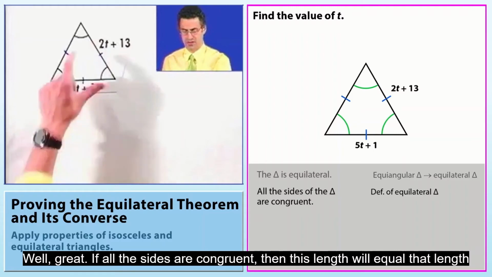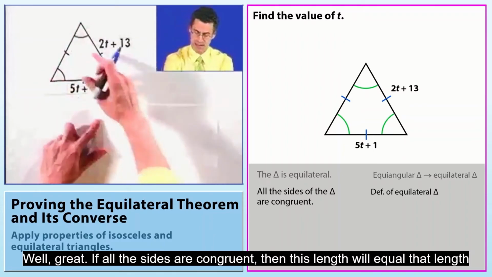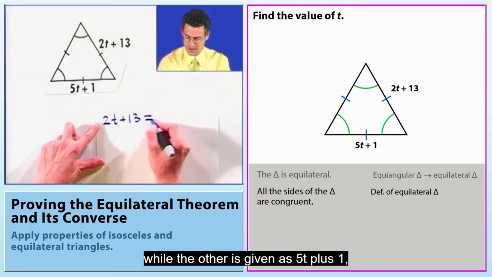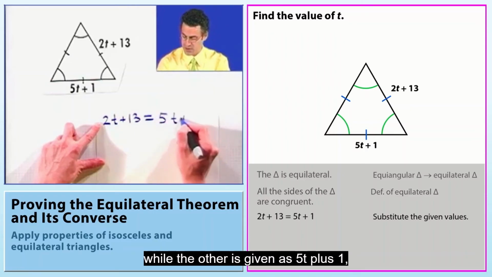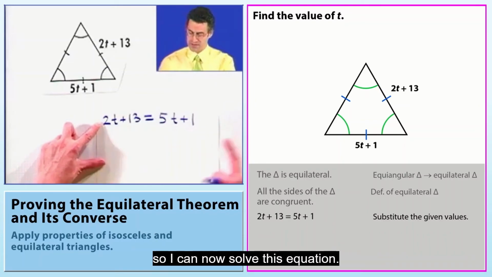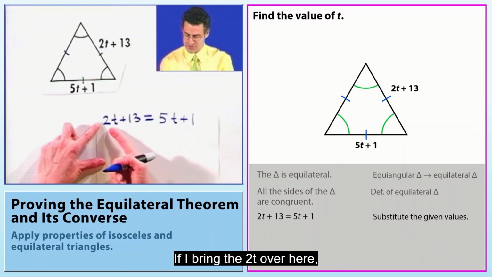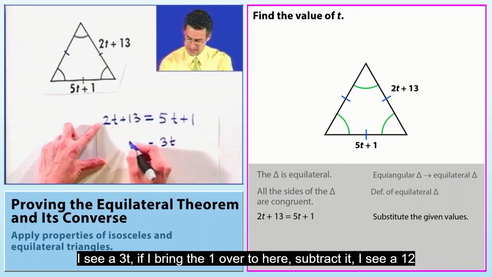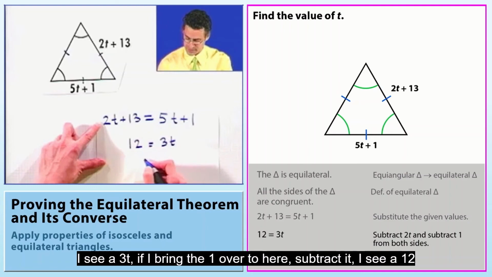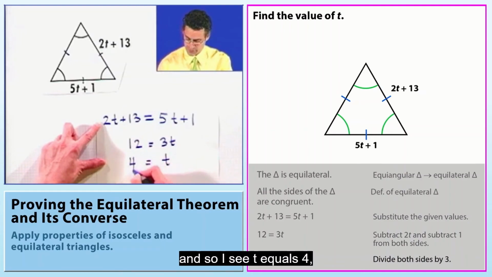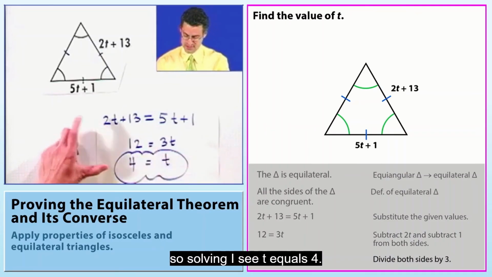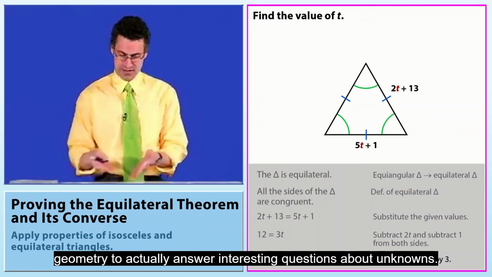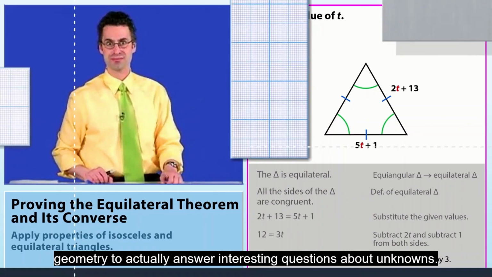Well, great. If all the sides are congruent, then this length will equal that length, and one of the lengths is given as 2t plus 13, while the other is given as 5t plus 1, and we know they're equal, so I can now solve this equation. If I bring the 2t over here, I see a 3t. If I bring the 1 over to here, subtract it, I see a 12. And so I see t equals 4. So solving, I see t equals 4. See how we can use all these theorems about geometry to actually answer interesting questions about unknowns.